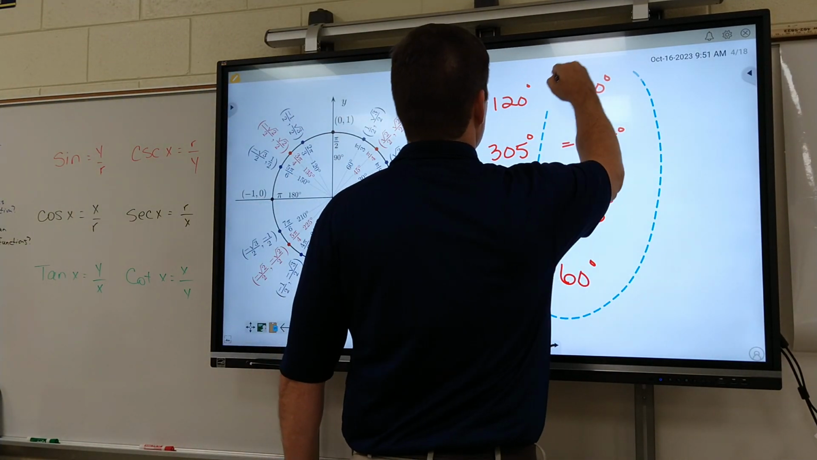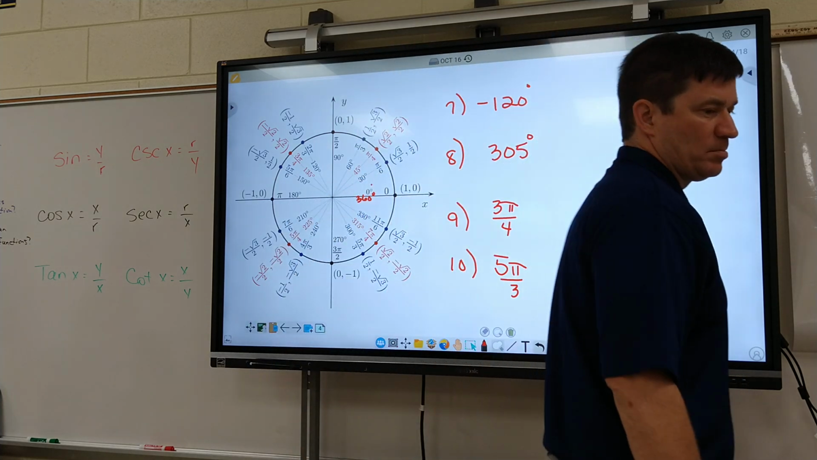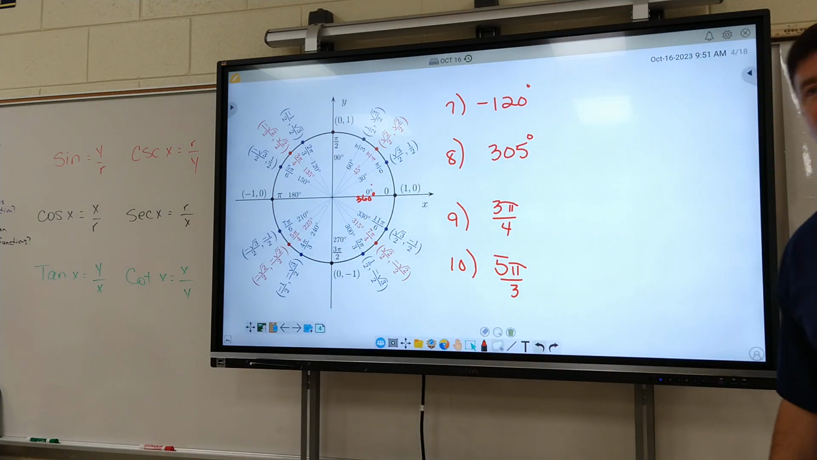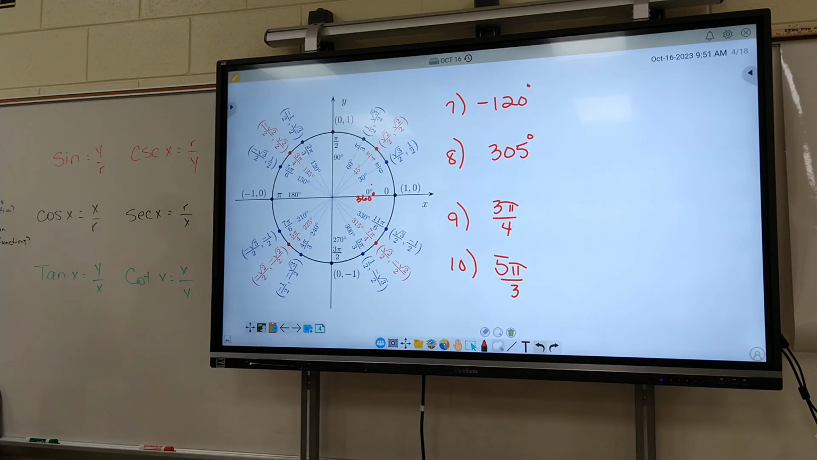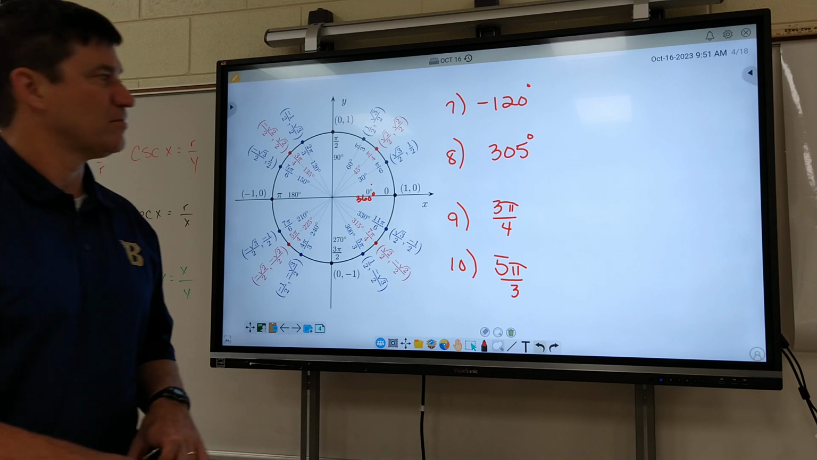Okay, let's see what you guys remember about finding a reference angle. Does anybody else need an old calculator? I'll bring a couple to you. I don't even know if you'll need them anymore after those problems.